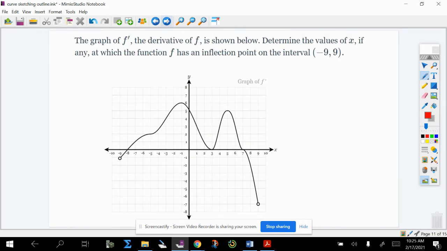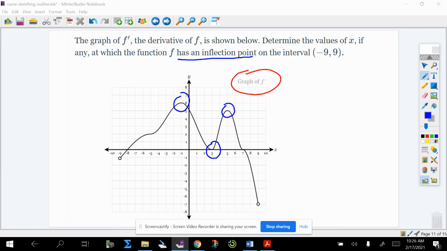Here's another first derivative graph, where they want to know when the function would have an inflection point. So looking for those POIs. That's going to be anywhere where the derivative graph has an extrema, because we want the derivative to have a 0 slope, because that'd be the derivative of the derivative. So that's going to happen here. It's going to happen here. It's going to happen here.